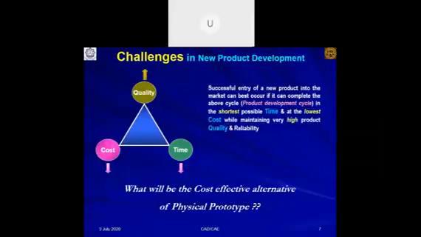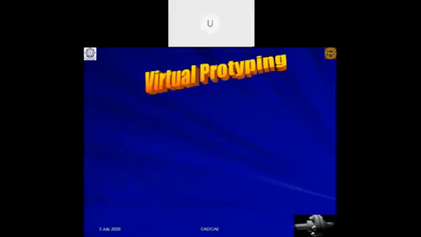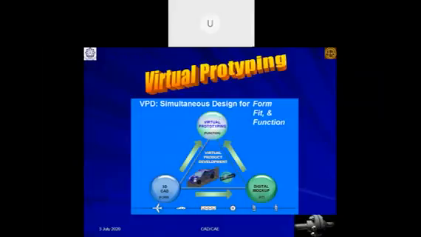So now the question is, what is the cost effective alternative to physical prototype, because I already mentioned physical prototyping is expensive? The answer is virtual prototyping, by which you can reduce the cost of product development drastically.